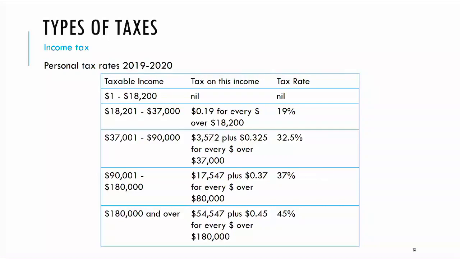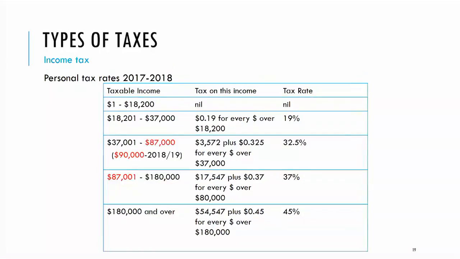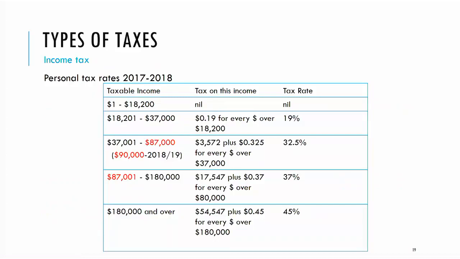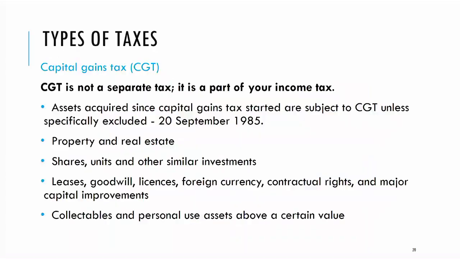And as I told you, it changes. Listen to your budget. In the 2017-2018 financial year, the third bracket was 37,000 to 87,000. Last year, 2018-19, it changed to 90,000. So the best thing is to go to the government website and get the current rates. That's more accurate.